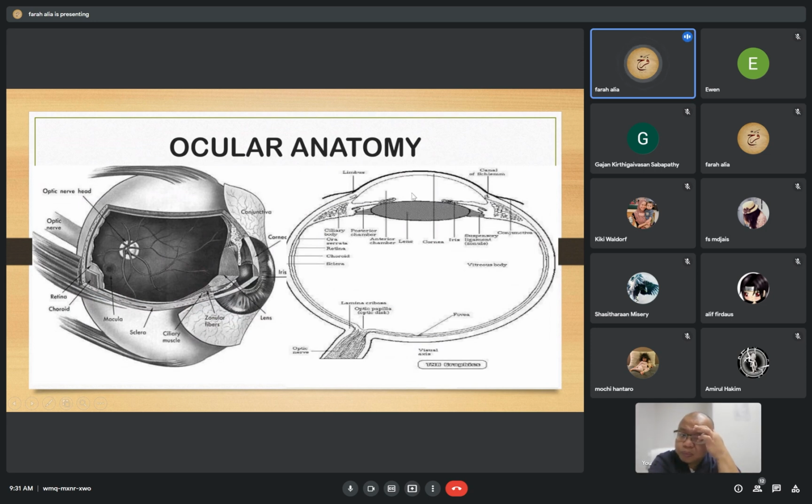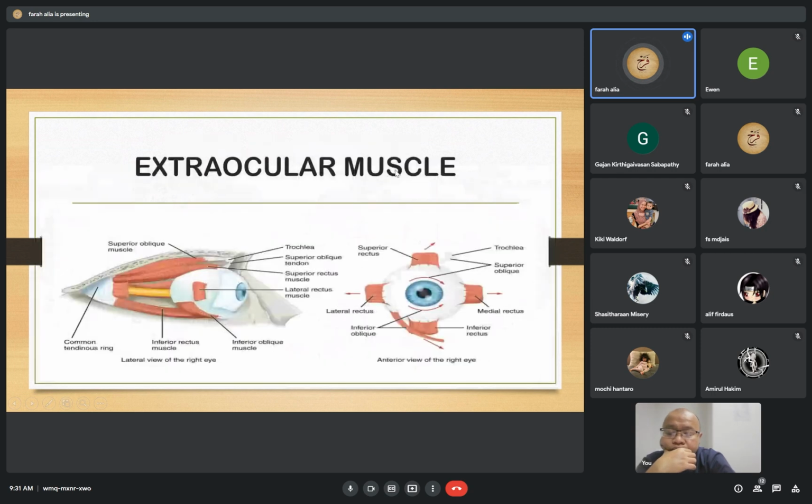So there are 2 compartments here. The anterior chamber is between the cornea and the iris, and between the ligament there and the iris is the posterior chamber. The eye is supplied by the optic nerve, and the blood vessel supply is the ophthalmic artery.